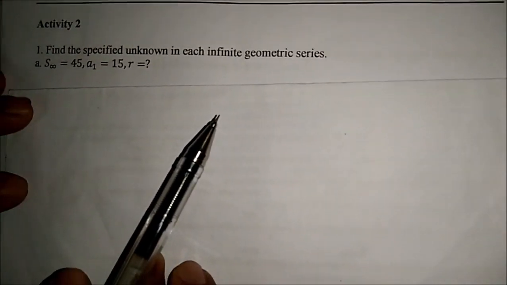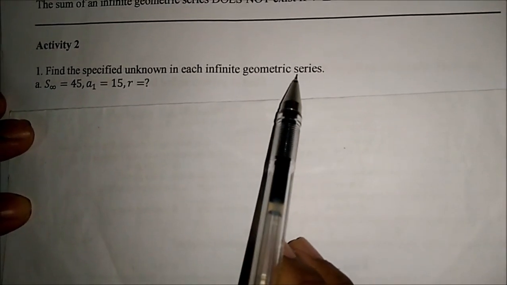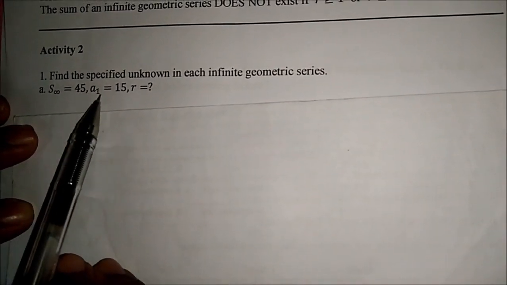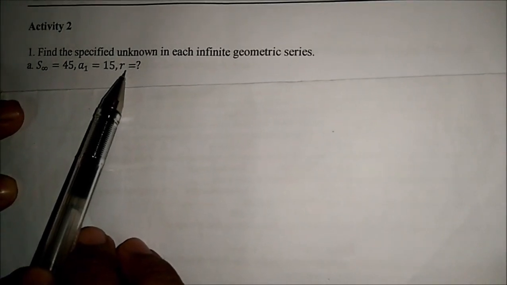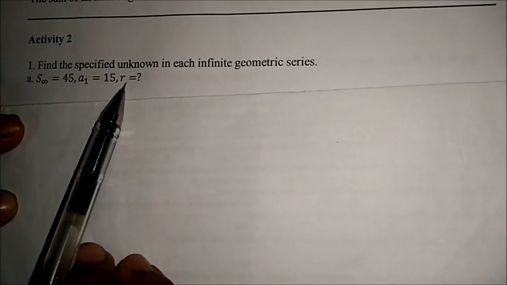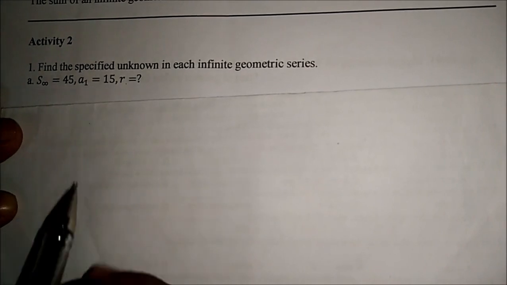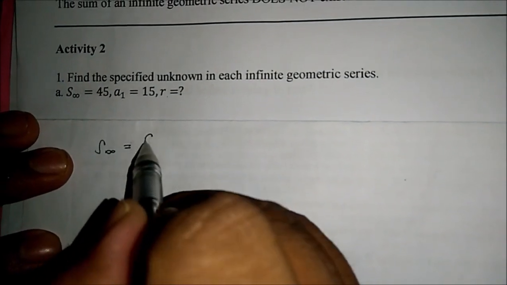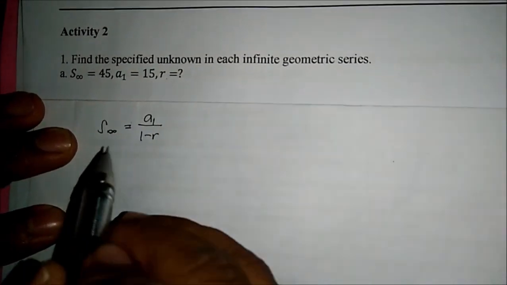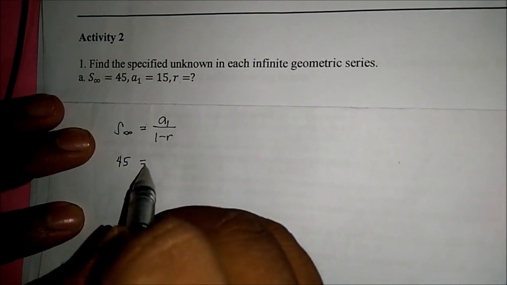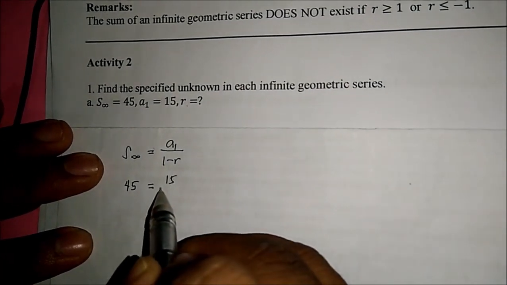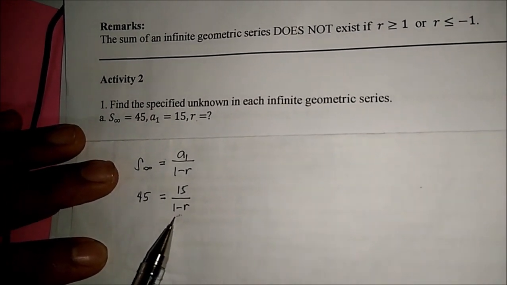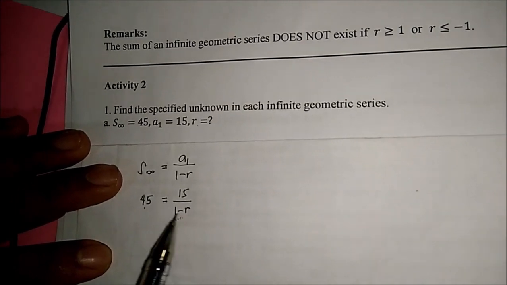Find the specified unknown in each infinite geometric series. It is given that the series is infinite. So we have the sum up to infinity, we have a sub 1, and we want to determine the common ratio r. How do we do it? Simple. Just substitute everything into the formula. From the formula, s up to infinity is equal to a sub 1 over 1 minus r. So the sum is 45 equals, the first term is 15 over 1 minus r. Okay? Now we have 45 equals 15 over 1 minus r.